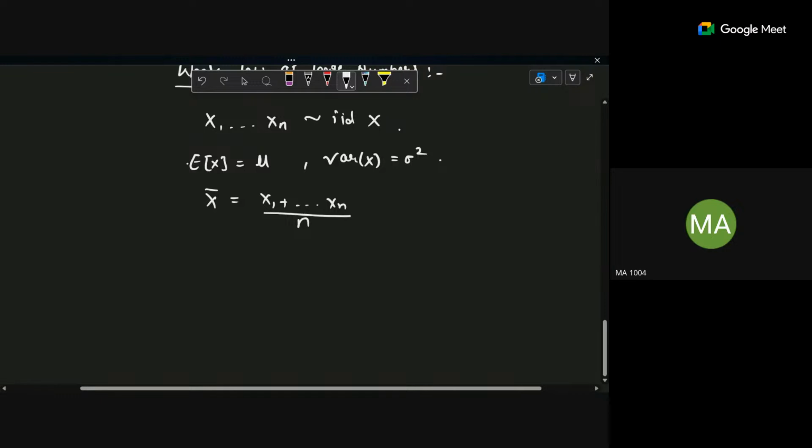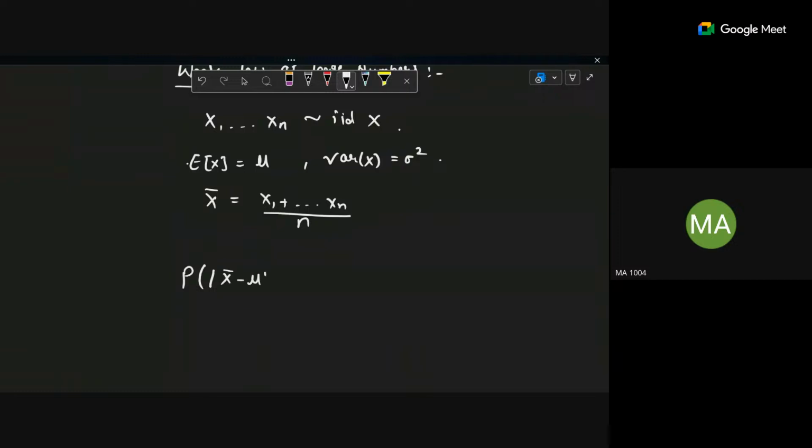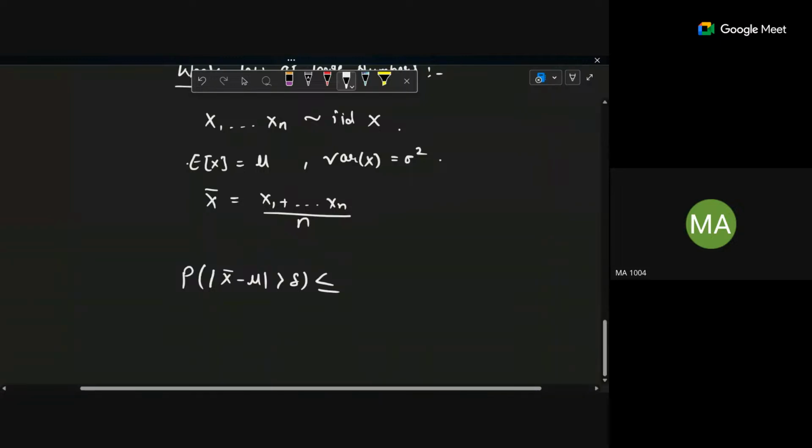So once your sample mean is like that, then what will be the expectation of x? Well, that is not needed here as such. Then they say the probability of modulus x bar minus mu greater than delta, where delta is some length of the interval, whatever you want, is less than or equal to sigma square by n delta square.